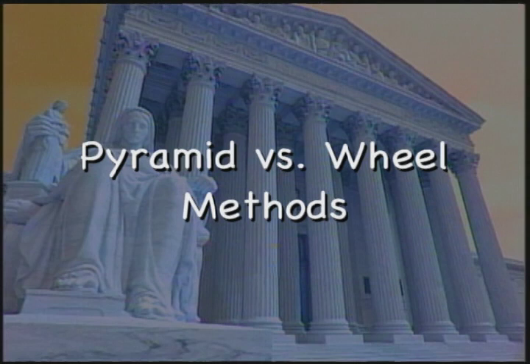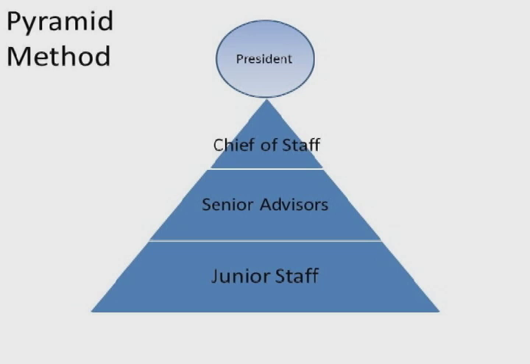And basically the difference between the two is, under a pyramid method, you have assistants to the president report through a hierarchy to the chief of staff. And so presidents like Richard Nixon, George H.W. Bush, and Ronald Reagan used this method. Presidents Clinton and Carter, to some degree, used this after a time experimenting with the circular method. But basically the idea behind the pyramid method is that it provides an efficient, orderly flow of information.